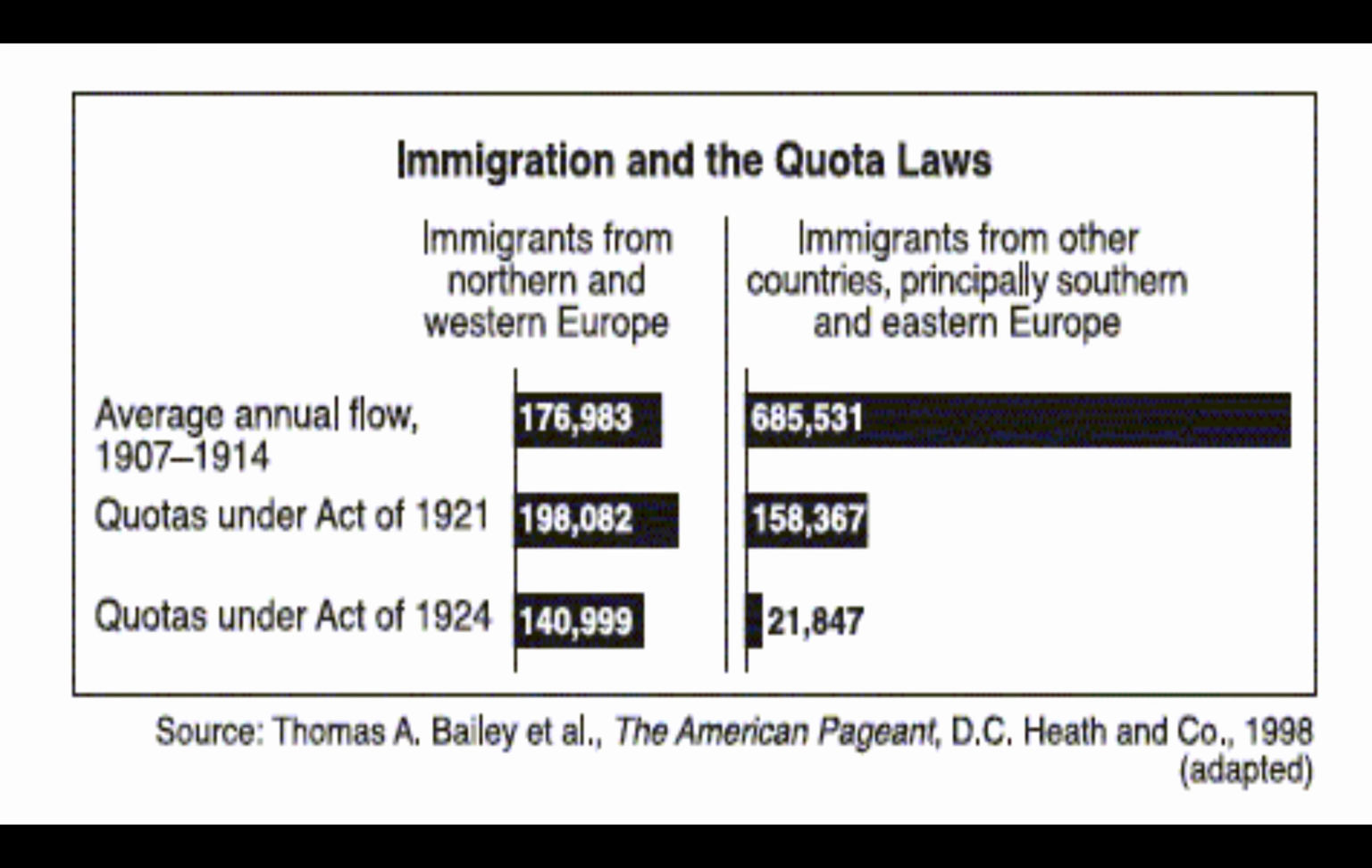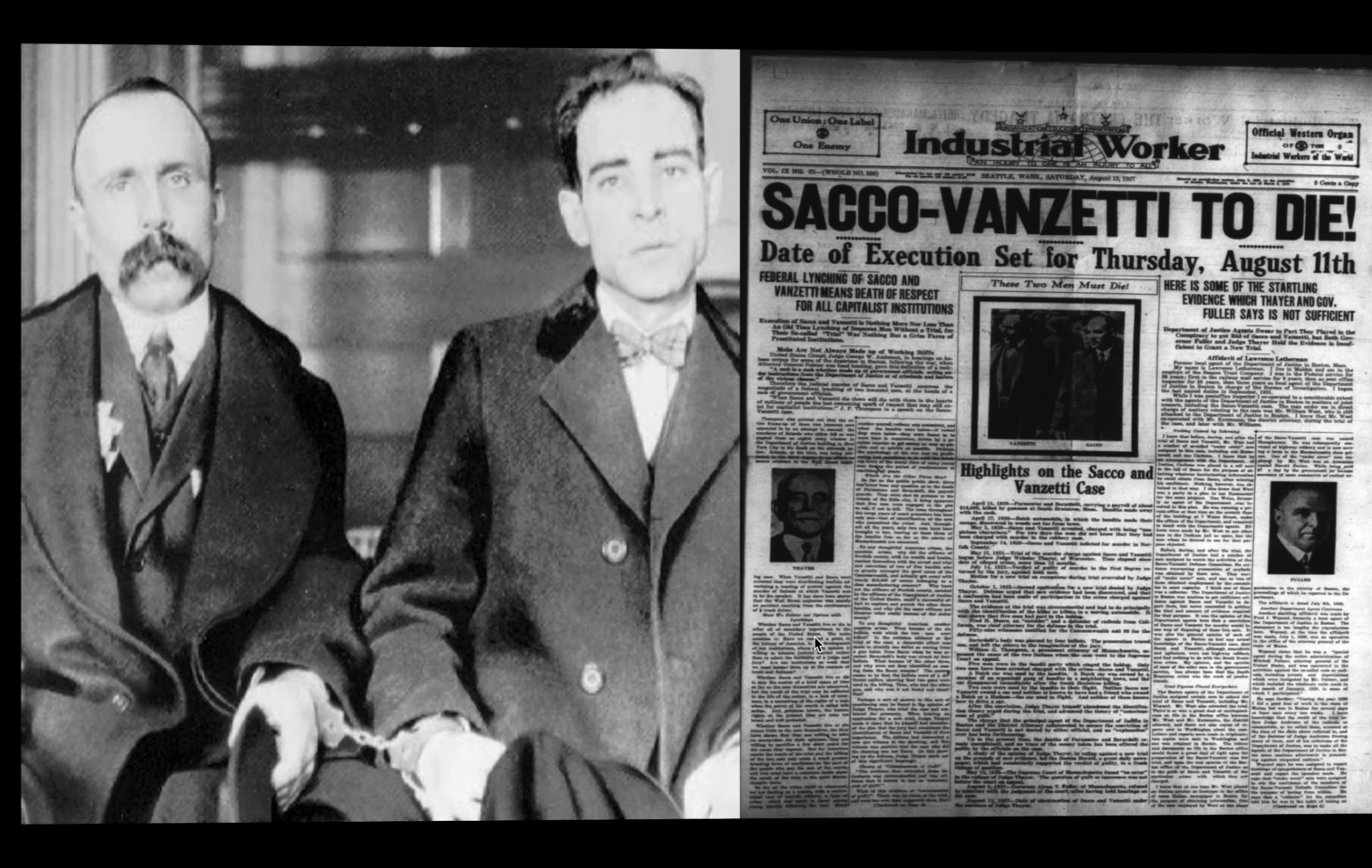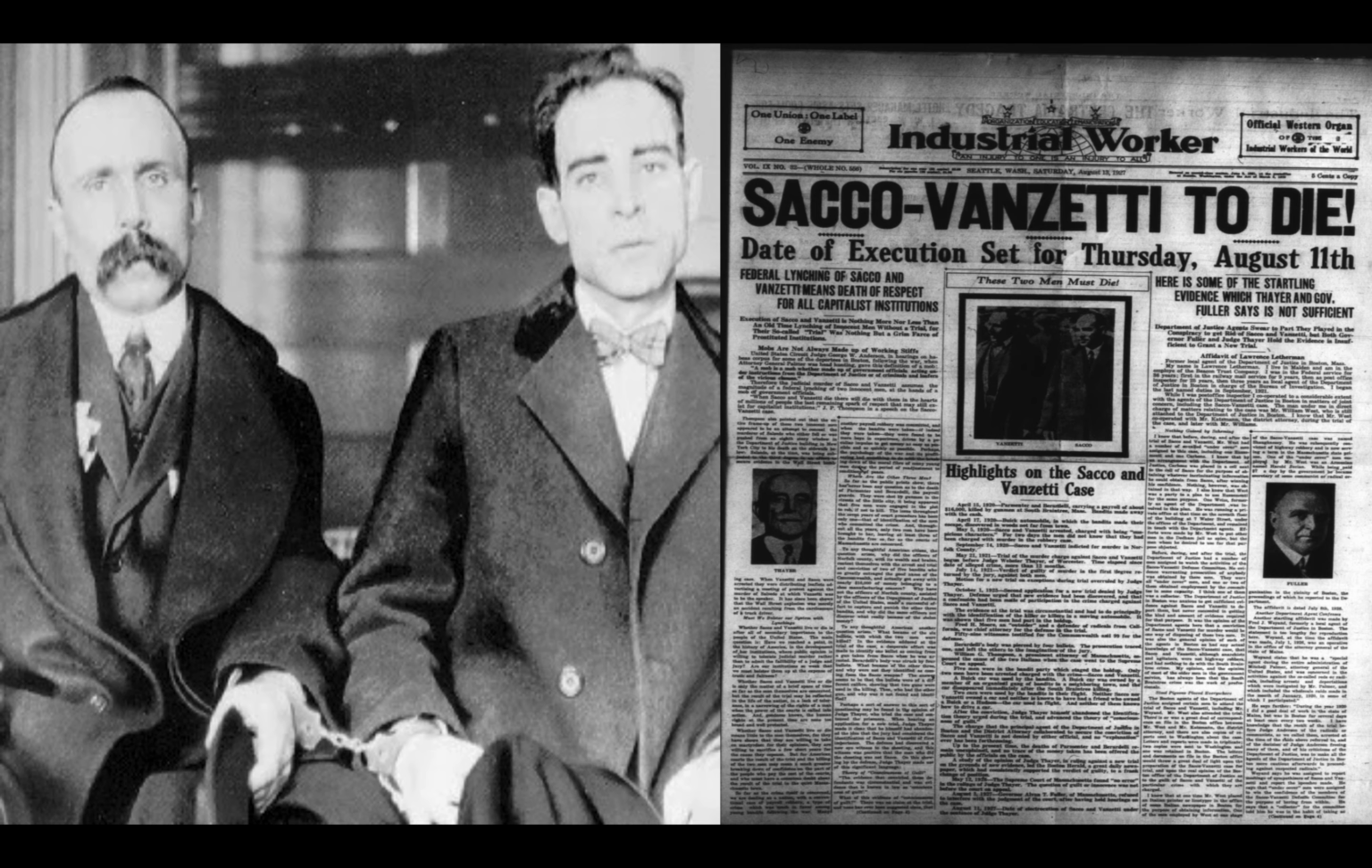This is, again, something you've seen in class, but this shows you the anti-immigrant movement. You see here the various acts of the 1920s, the Quota Act of 1921 and the Quota Act of 1924, and they're specifically targeting Southern and Eastern Europe. That's your Italians and people like that. You see here the influx of people from 1907 to 1914, and then how it dwindles down to almost nothing by 1924. There's Sacco and Vanzetti.